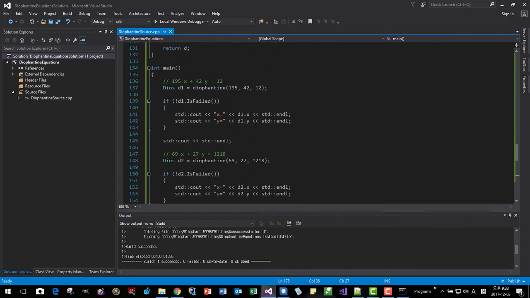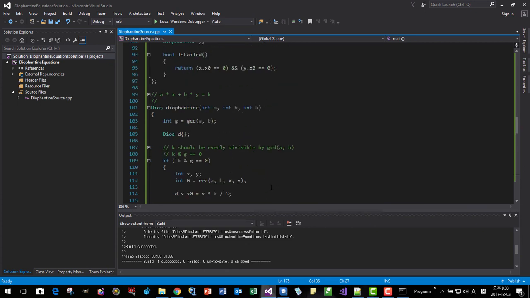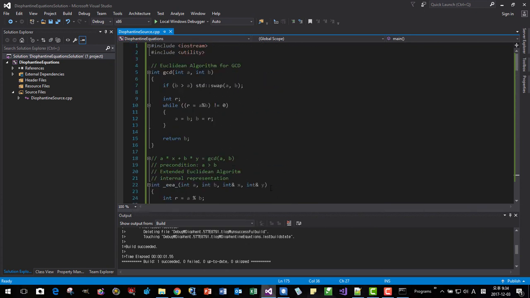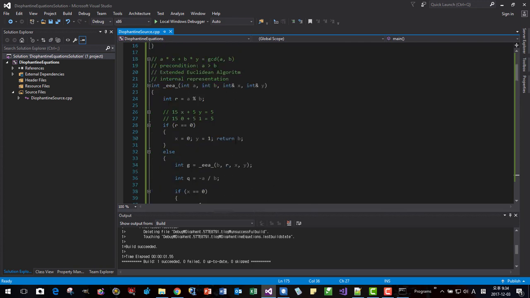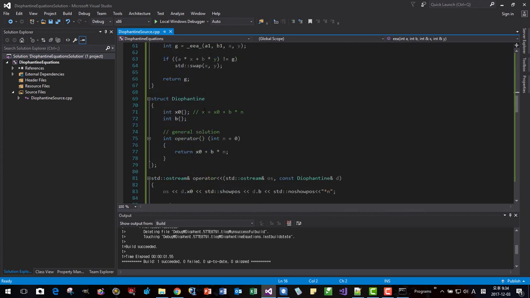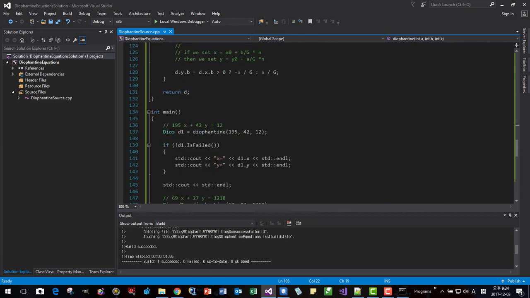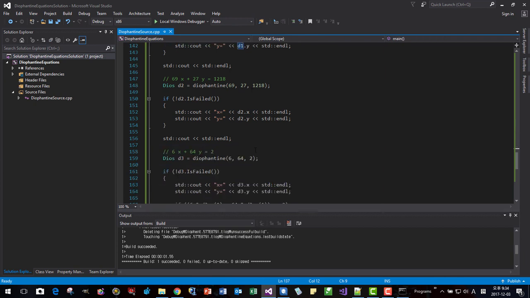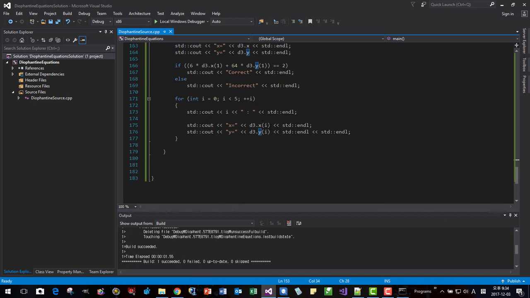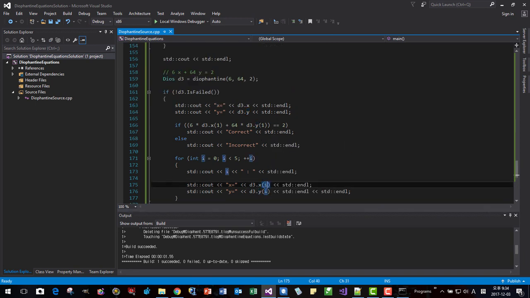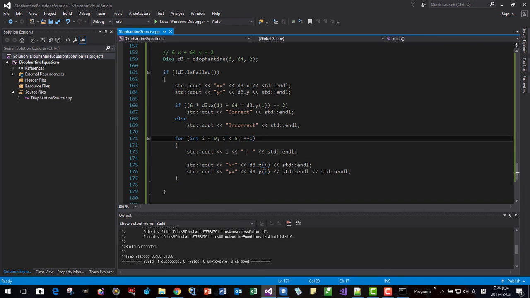This concludes our Diophantine equations implementation. It's actually pretty easy, I guess. This is GCD, this is the Euclidean algorithm. This solves the Diophantine equation and returns d, and we can access d1, d2 like the x, y components. If we put n, it returns the general solution. If we put 0, it gives a specific solution. For example, when i is 0, it gives a specific solution. When i changes, then we have the next iteration of solutions.